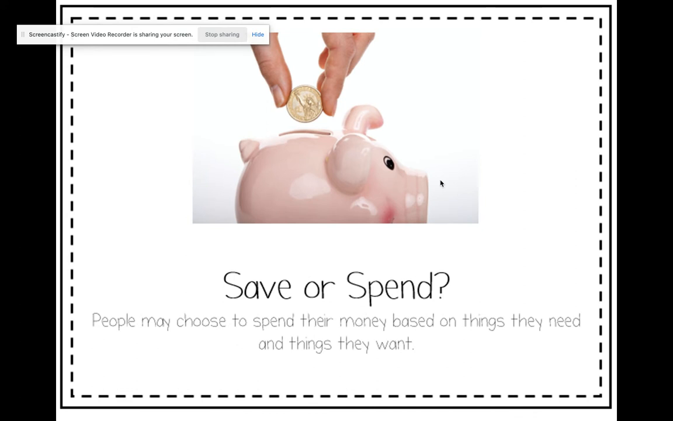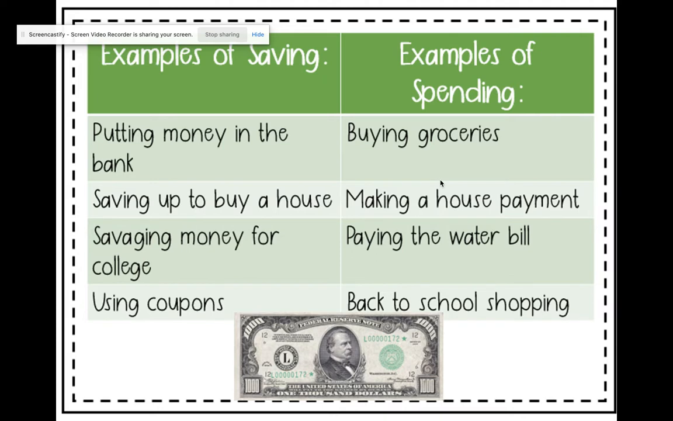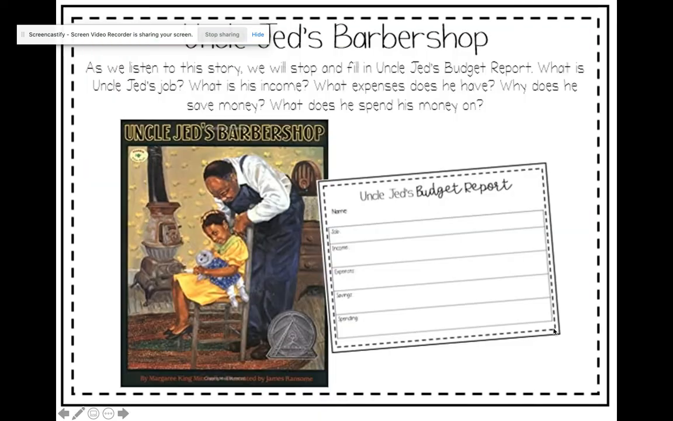People may choose to spend their money based on things they need and things they want. So here are some examples of savings: putting money in the bank, saving up to buy a house, saving money for college, using coupons. And here are some examples of spending: buying groceries, making a house payment, paying the water bill, and back to school shopping.